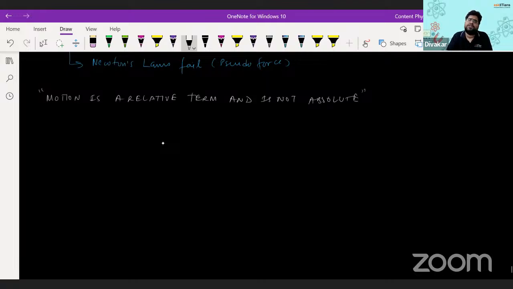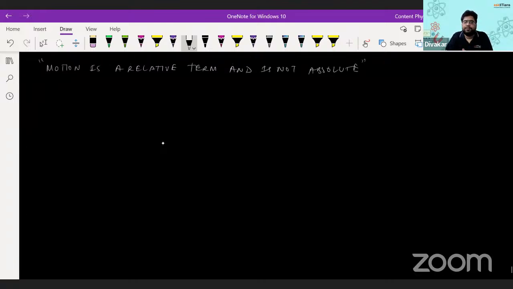So for example, if there is a person in the car, the person sitting next to the driver is not moving with respect to the driver. But the people who are seeing the car passing from ground, with respect to them, both of them are moving. So motion is a relative term. There is nothing like absolute rest or absolute motion. More about this we'll discuss when we'll discuss relative motion in one day. But let's say if the person moves.